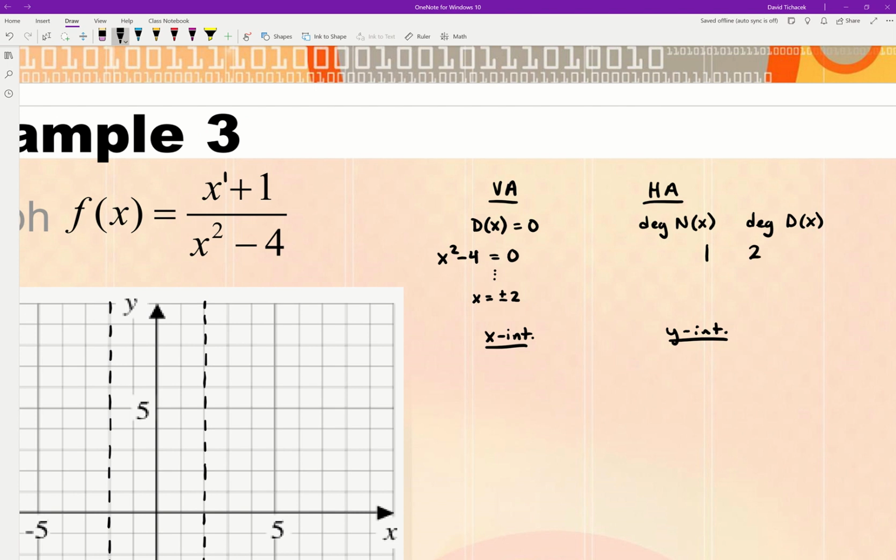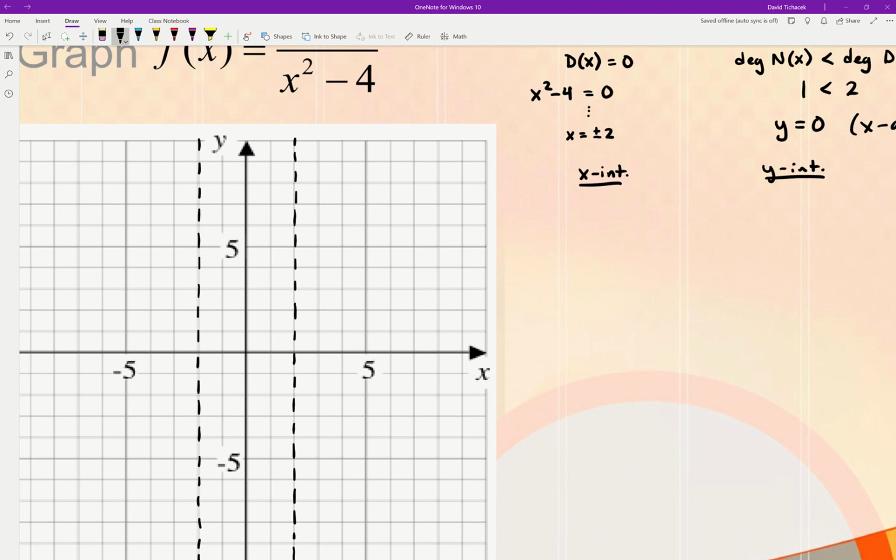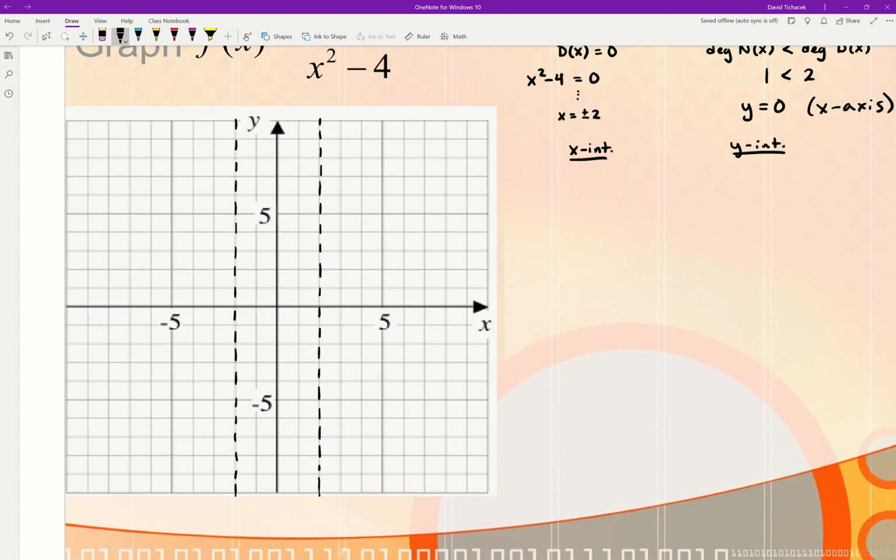And we obviously know that the degree of the numerator is going to be less than the denominator, so we are bottom heavy. So we have an automatic horizontal asymptote of y is equal to 0, aka the x-axis. Okay, and so we're going to have this horizontal boundary line right here at the x-axis. Nice and easy to dash in there just like that. And next we need to go through and find our intercepts.